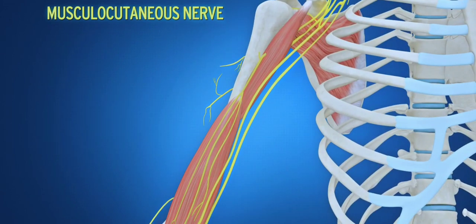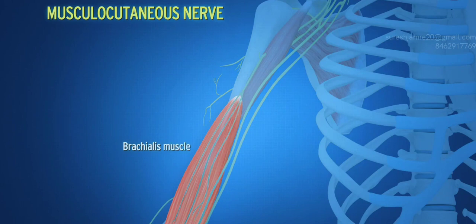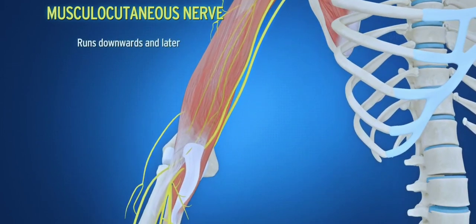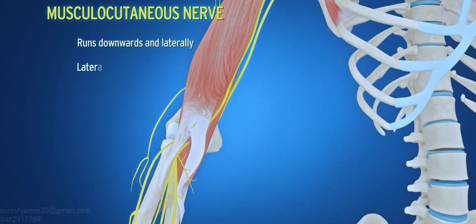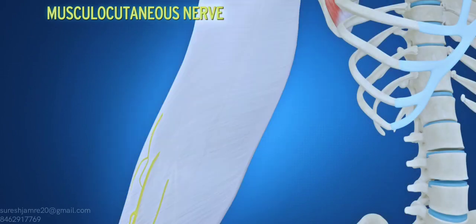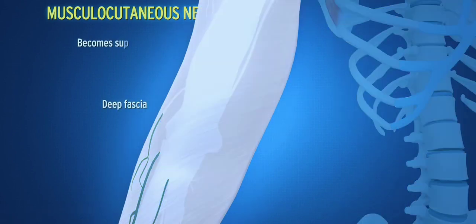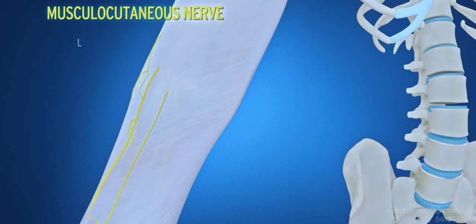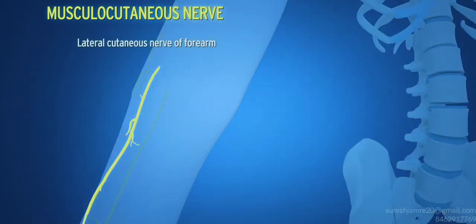Then it runs between brachialis muscle and biceps brachii muscle, runs downwards and laterally and reaches the lateral side of the biceps brachii tendon. Just above the elbow, it pierces the deep fascia, becomes superficial, and continues as lateral cutaneous nerve of forearm.